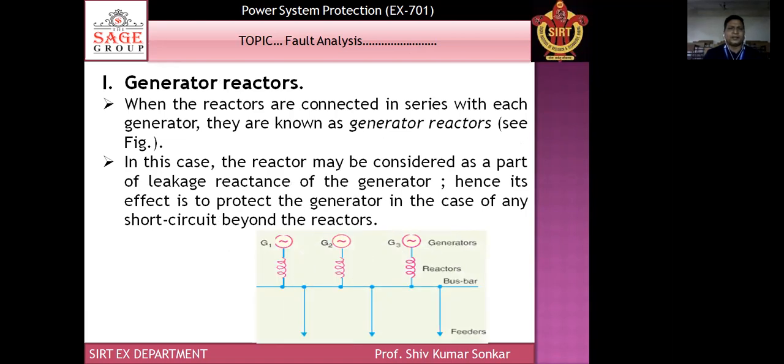First, generator reactor. When the reactors are connected in series with the generator, they are known as generator reactors. That is seen in the figure. G1, G2 and G3 are generator 1, generator 2 and generator 3. A reactor is connected in series with each. In the diagram, this is the bus bar and this is the feeder line. In this case, the reactor may be considered as a part of the leakage reactance of the generator. Hence, its effect is to protect the generator in case of any short circuit beyond the reactors.